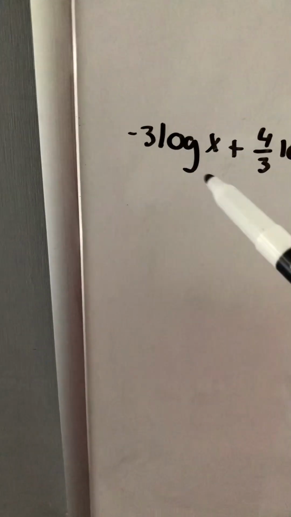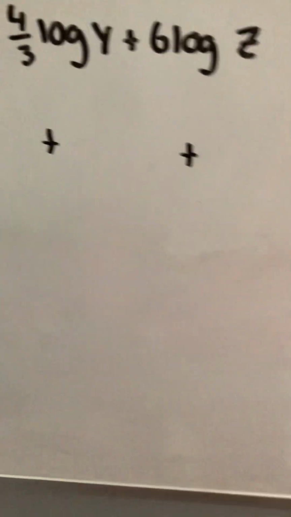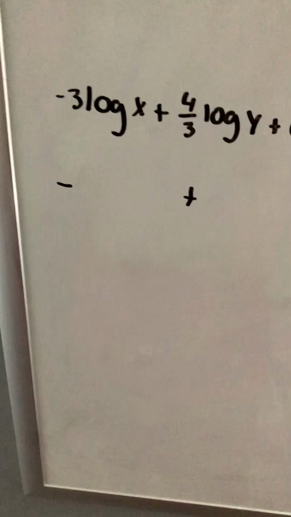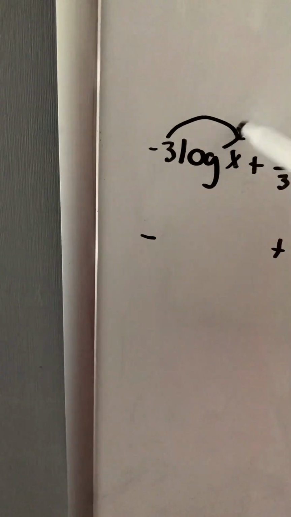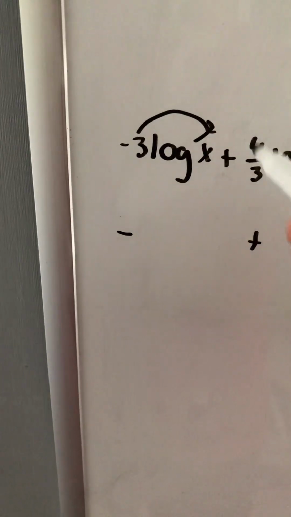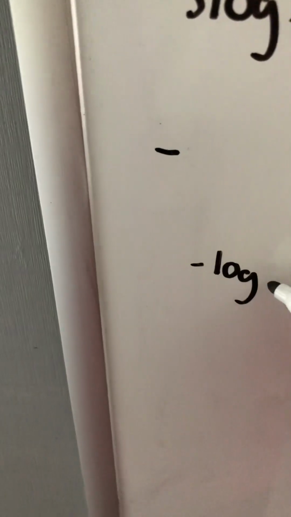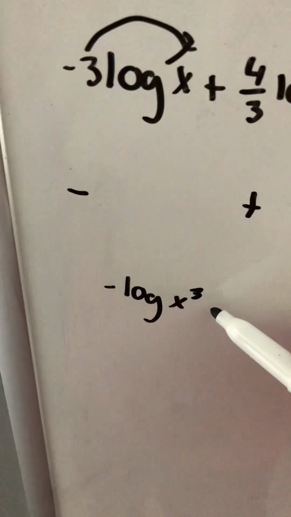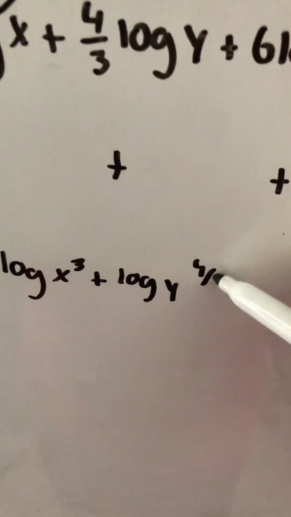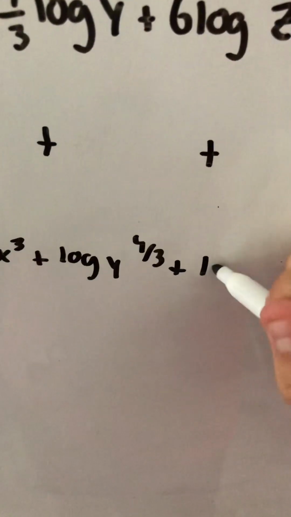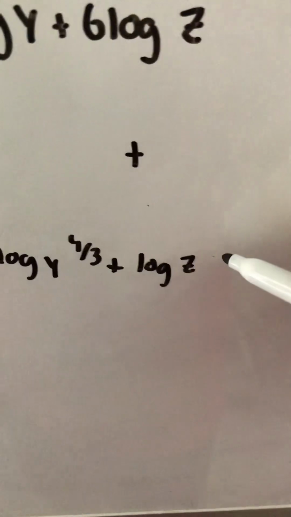So what I'm going to do here is identify where's positive and negative. So 3 log x is going to be negative. Log y is going to be positive. And log z is going to be positive. So we know those are going to be on the top, and then x is going to be on the bottom. Alright, so now I'm going to put this into its exponent. So it's going to be negative log x to the third, plus log y to the 4 over 3, and then plus log z to the 6.